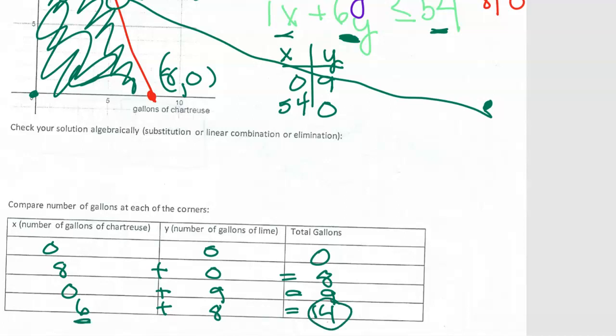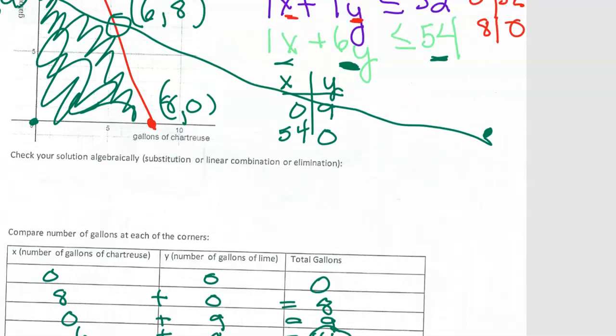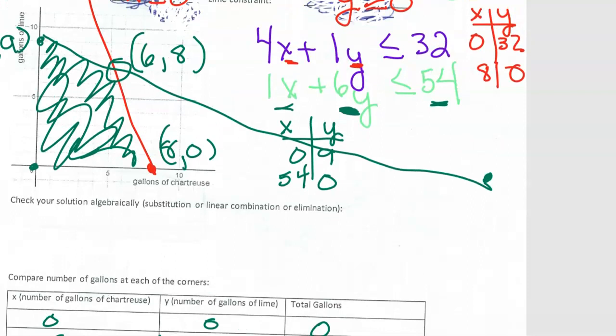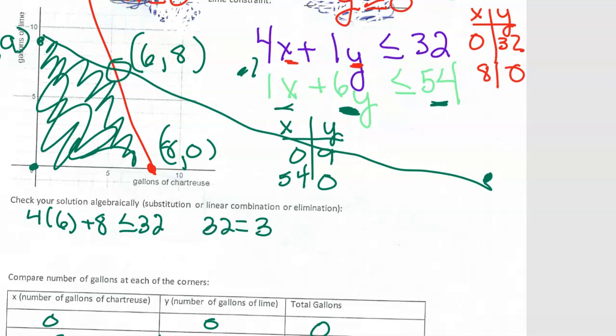I could have 6 chartreuse and 8 lime, and I could think about that when I was trying to sell my paint, or maybe I'm a painter that I'm making my own, and so then I'm going to just see what I can use for different jobs that I might have. And I can double check these. I could put them back into the equation, the 6 and the 8, back into this equation right here to start with. So 4 times 6 plus 8, is it less than or equal to 32? Well, in fact, it is equal to 32. So that's true. That would be the maximum number I could have for that one.